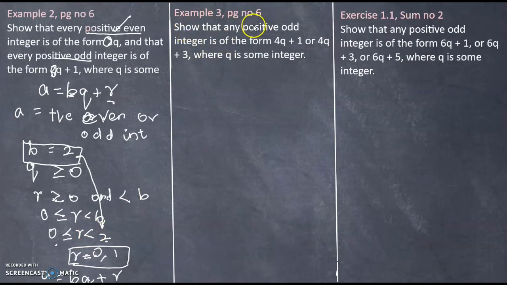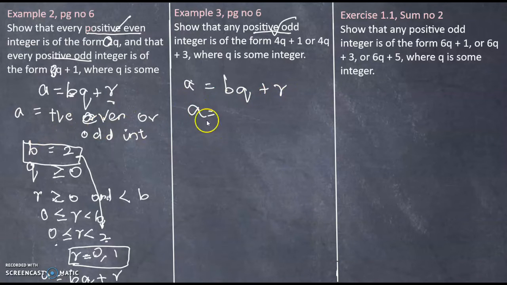Show that any positive odd integer, this is from example 3, page number 6. It is also of the same type. So show that any positive odd integer is of the form, so odd integer. Let's just compare the steps, it will be similar. So a is a positive even or odd integer. Here it is a positive odd integer. So a is just the positive odd integer, and then b.